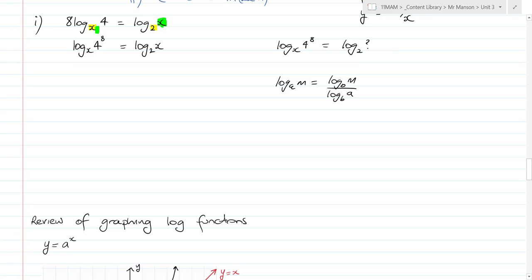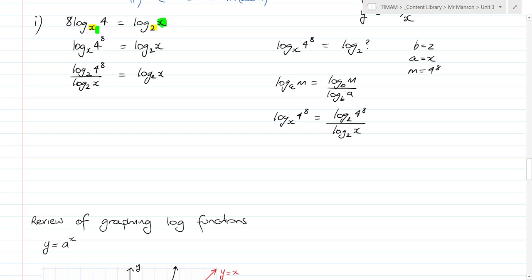So I'm actually going to set b equals 2, which will involve some rearrangement. a is equal to x, and m is obviously equal to 4 to the power of 8, and so I get this. And this is the left hand side, so I shall write it down here. Log base x of 4 to the power of 8 is equal to log base 2 of 4 to the power of 8 over log base 2 of x. So this becomes log base 2 of 4 to the power of 8 over log base 2 of x equals log base 2 of x.